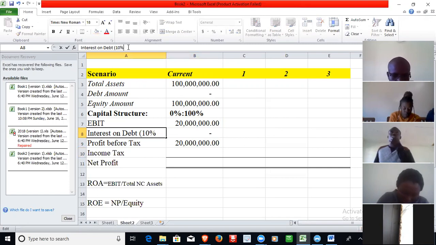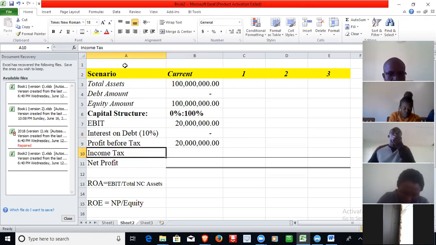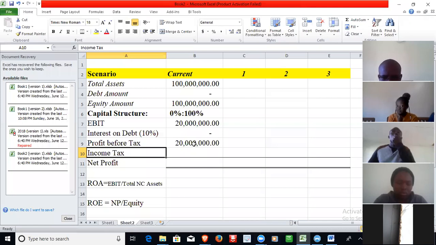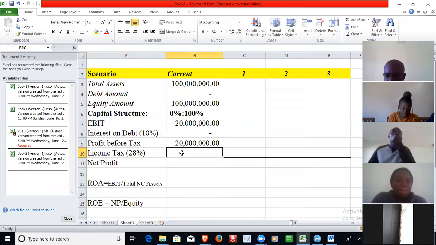Then our income tax, the tax rate is 28%. So we'll say 28% multiplied by profit before tax. So our income tax percentage is 28%. Therefore, our income tax is equal to 20 million multiplied by 28%, so our income tax is going to be 5.6 million.